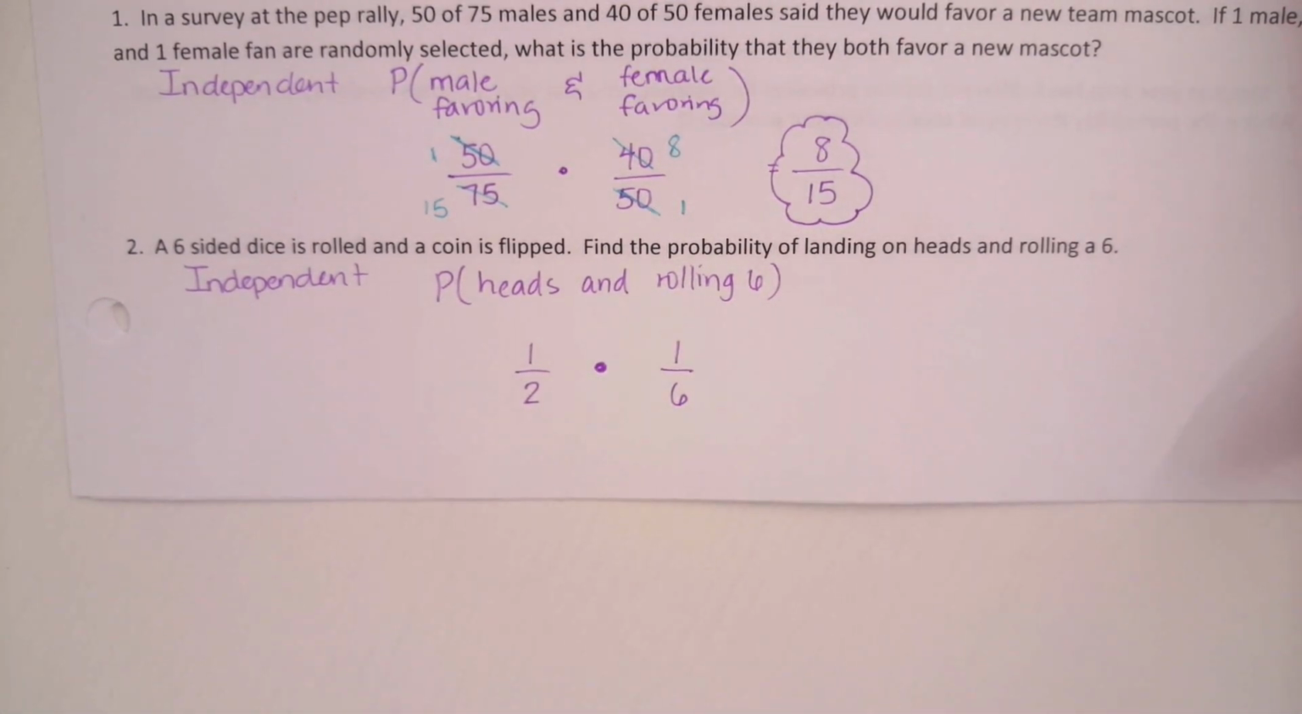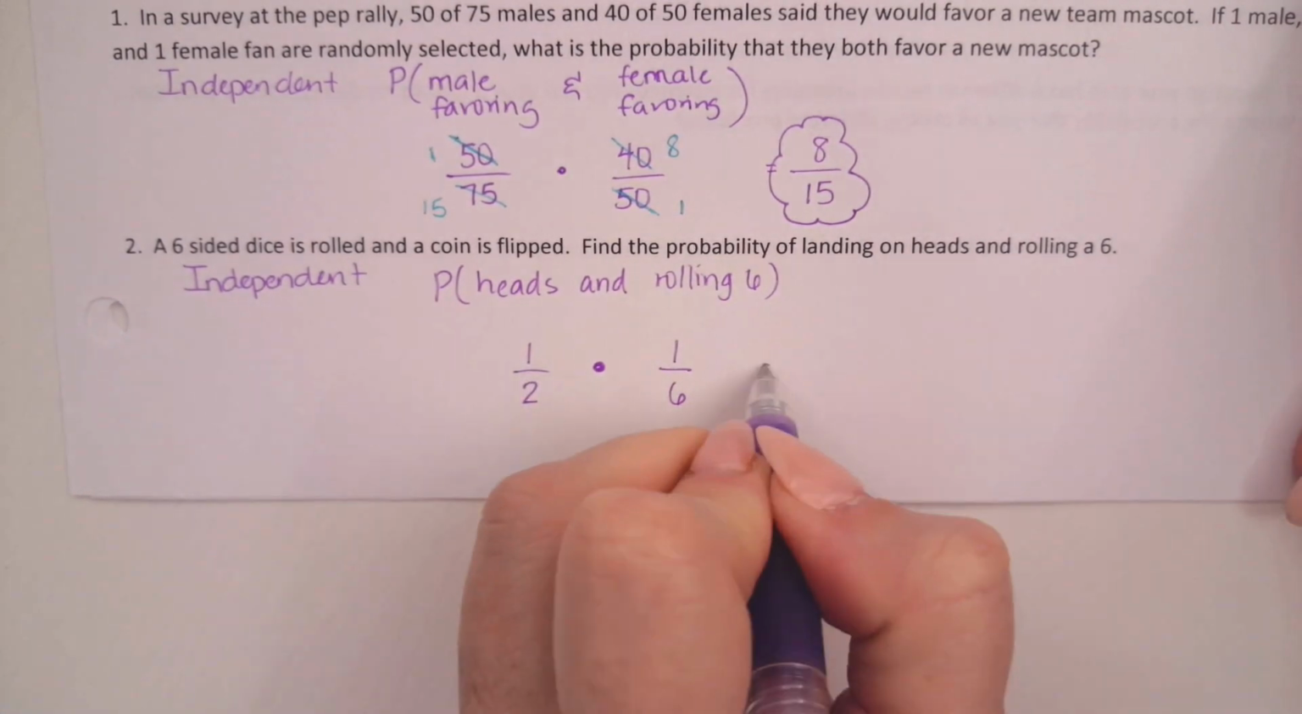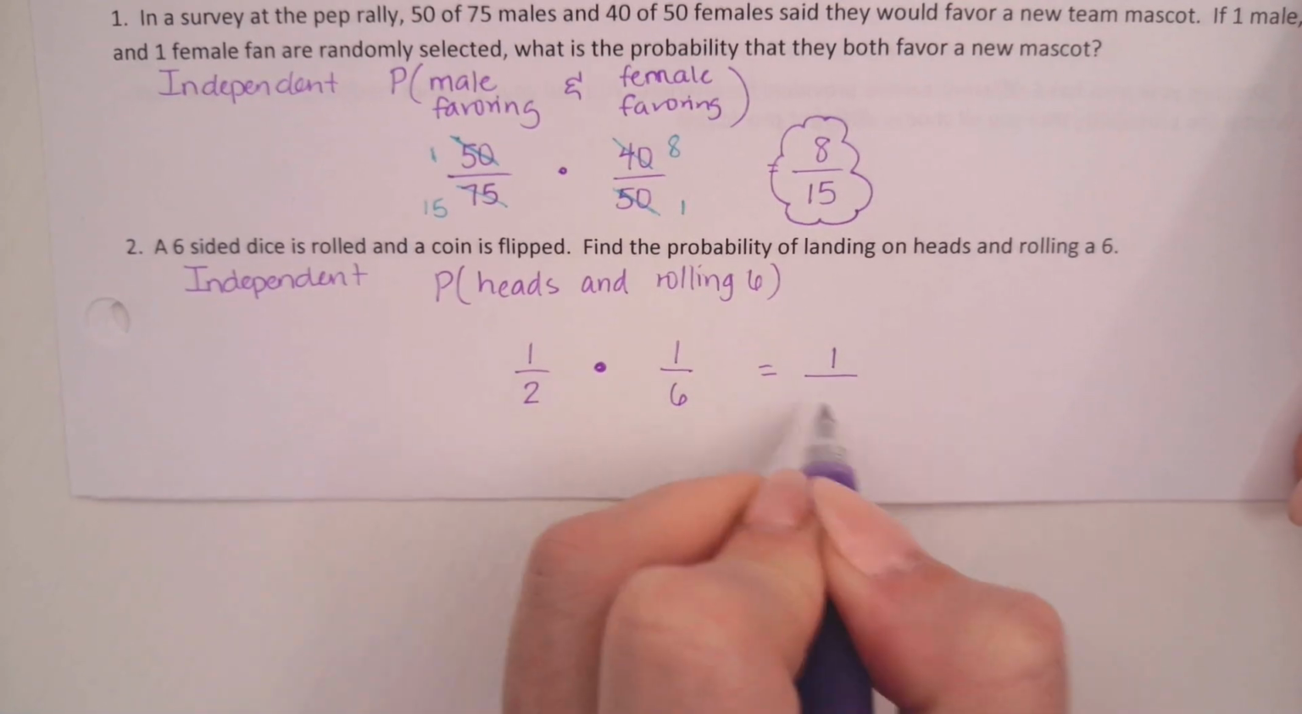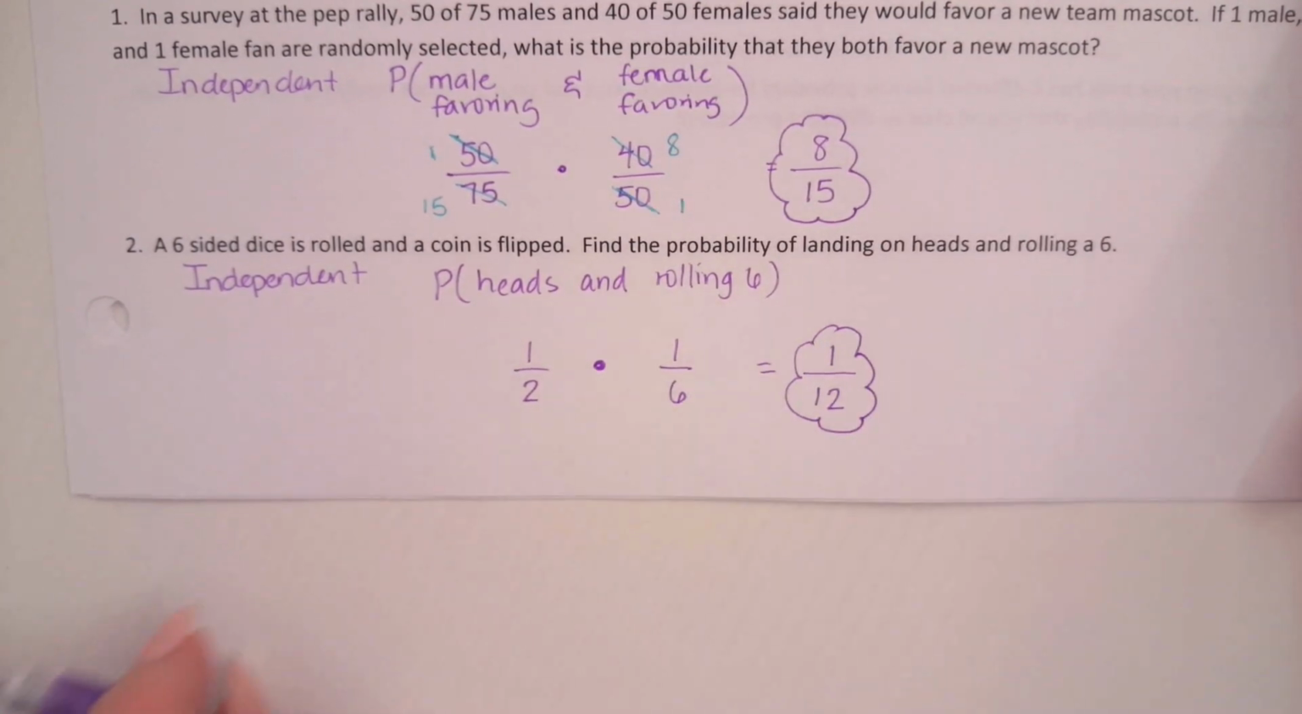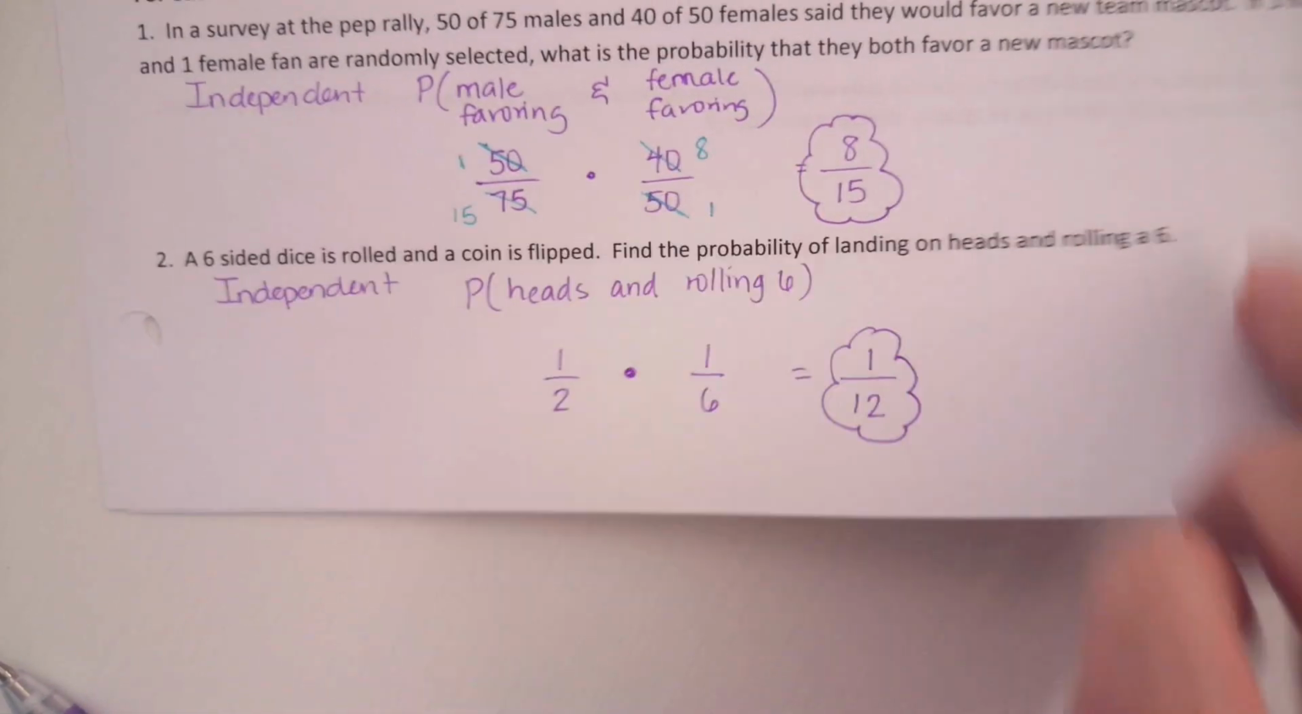Can I reduce it all before I multiply? No, that does not reduce. So we'll just do top times the top, which is 1. Bottom times the bottom, which is 12. Doing okay?